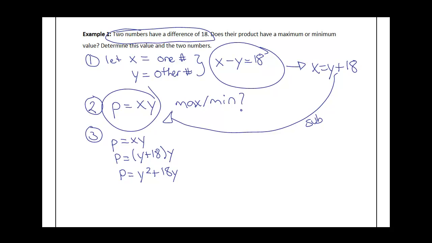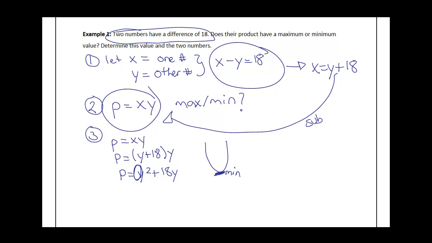From here, we can determine whether it's a maximum or minimum. You see how the leading coefficient here is a positive value? That means that we're going to be opening upwards like so. So we're going to have a minimum value and not a max in this case.